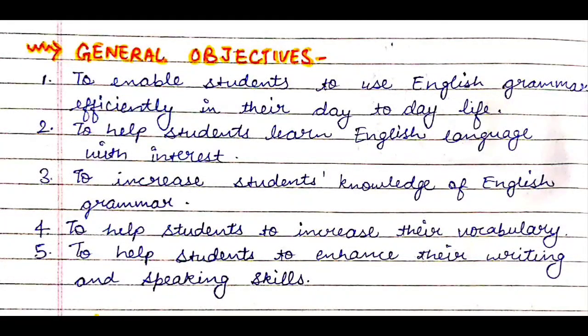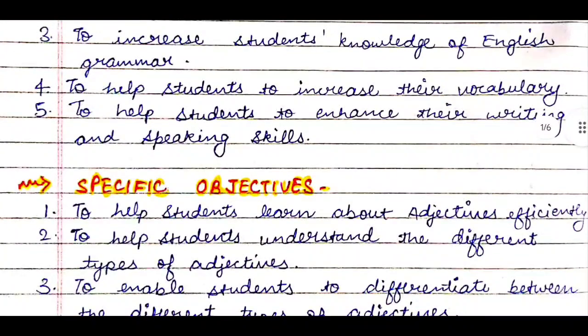So first one is to enable students to use English grammar efficiently in their day-to-day life. Second, to help students learn English language with interest. Third, to increase students knowledge of English grammar. Fourth, to help students to increase their vocabulary. Fifth, to help students to enhance their writing and speaking skills. So these were the general objectives.